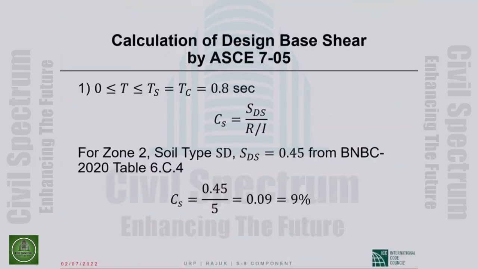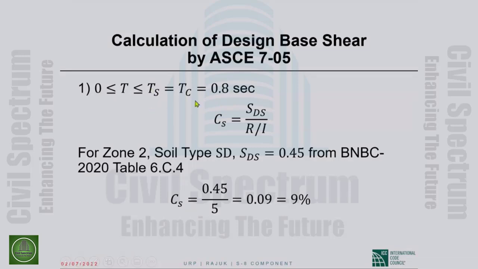Okay. We ran numbers also by ASCE 7. So initially, T is between 0 and T sub S. Okay. Remember, in ASCE 7, there is no ramp. The beginning of the flat top is at 0 period, and the flat top ends at transition period T sub S, S sub D1 over S sub DS. That T sub S is also T sub C of BNBC, in our case, 0.8 second.